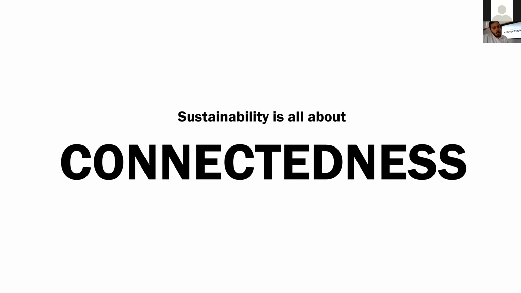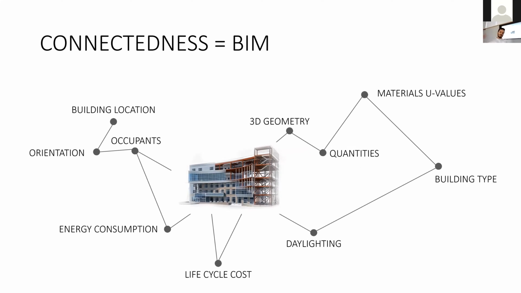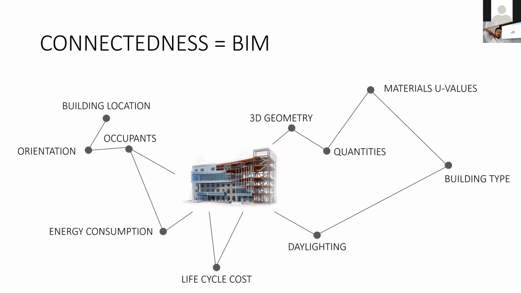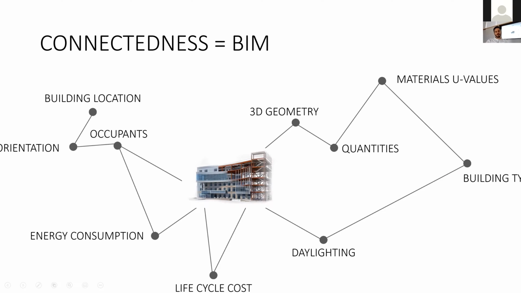So sustainability is all about connectedness, and what would be better than the BIM process to apply this connectedness. We've been talking about how the different disciplines can work together, and how the information is all placed in one model, to make sure that the design process is as fluent as possible. So connectedness, as we said, can be achieved through BIM, and it can accommodate the different stakeholders and different aspects of the building design process.